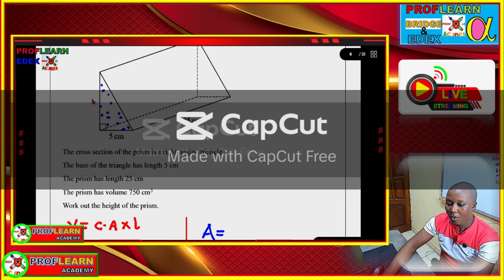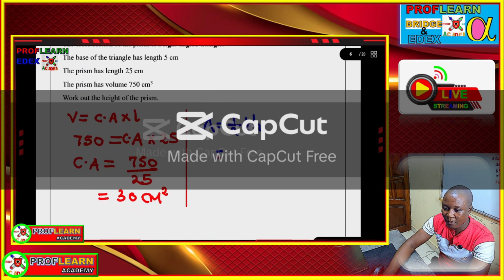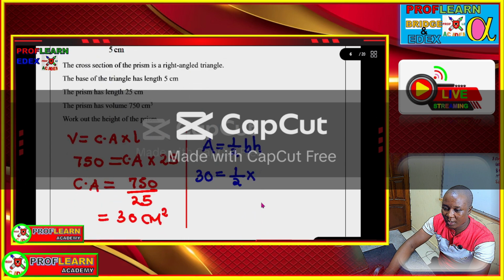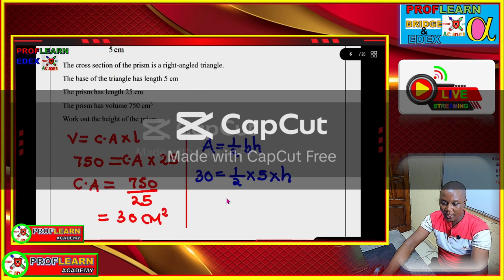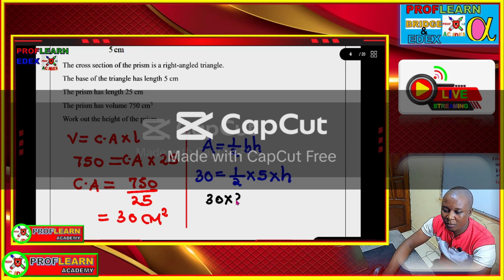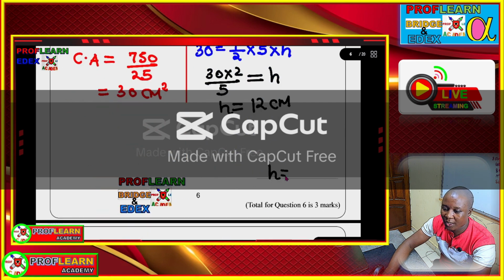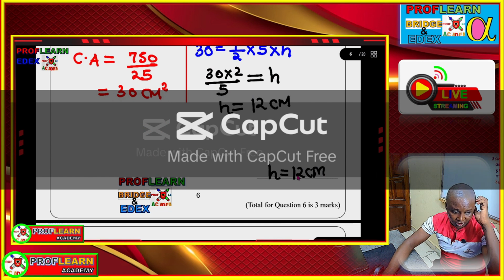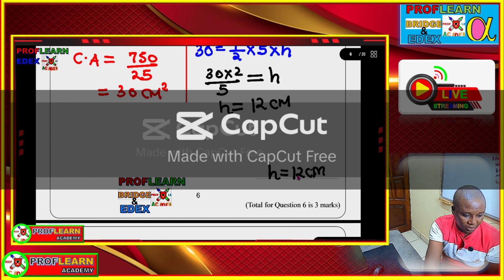In that case, we are going to say the area is a half base times height. Then we can substitute the area and the base which we were given. Now we can find the value of h, and h is going to be 30 times 2 divided by 5, which is going to translate to 12 centimeters. So the height of this triangle is 12 centimeters in that case.